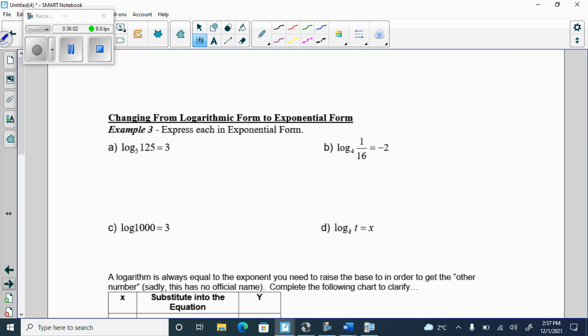So here, if I have a log and I want to convert to an exponential, all I do is the base of my log becomes the base of my exponent, correct? In order for this to be a base of an exponent, it needs an exponent, doesn't it? What's its exponent? 3. And it equals 125, which is a true statement.